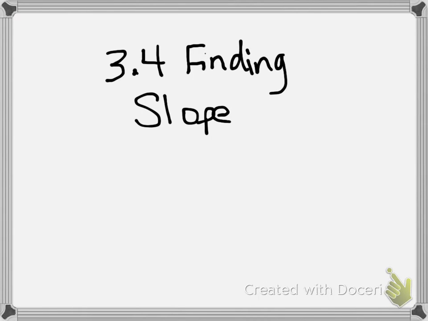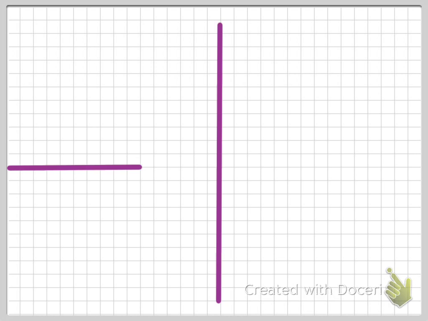So in today's lesson, we're talking about finding slope. Slope is the steepness of a line. So you can find slope a few different ways. If you have a graph and a picture on slope, you can just look at the graph and you can count. Things to remember about slope is it's rise over run.